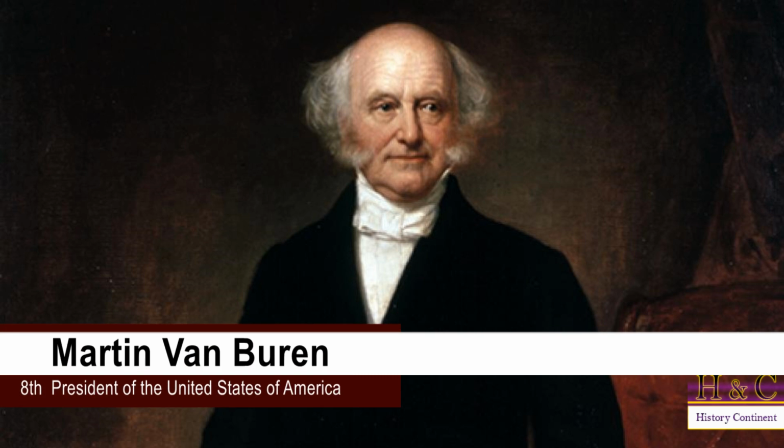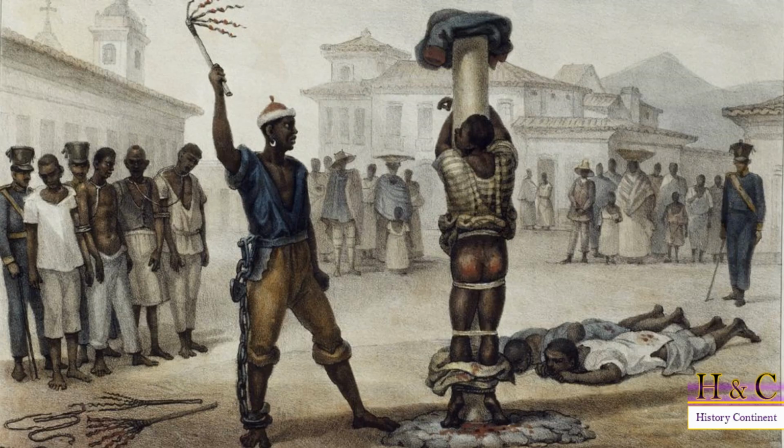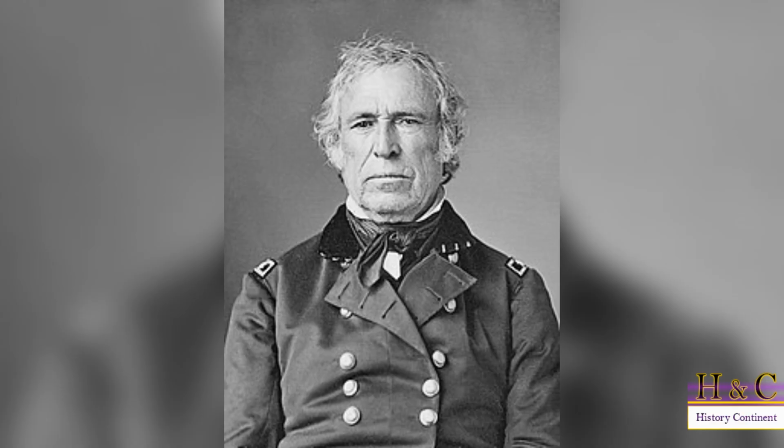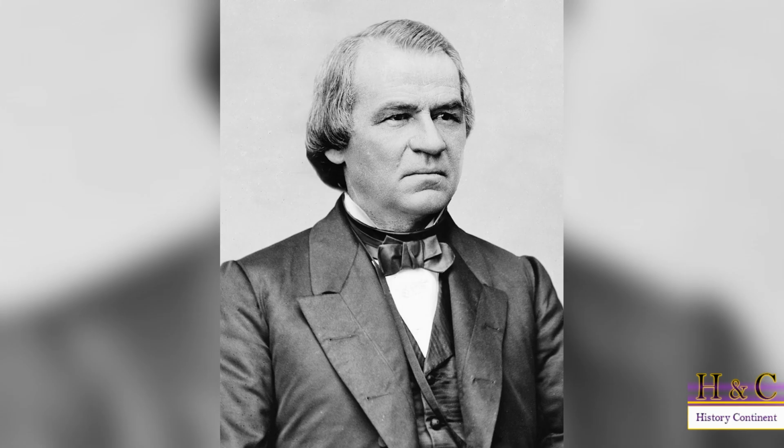As we near the end of our journey, let's briefly touch on Martin Van Buren. While not a slave owner personally, he came from a family that owned slaves. As president, he did not take significant action or make substantial public statements regarding slavery. Other presidents, including William Henry Harrison, John Tyler, Zachary Taylor, and Andrew Johnson, owned slaves but did not have significant personal involvement with slavery during their time in office.